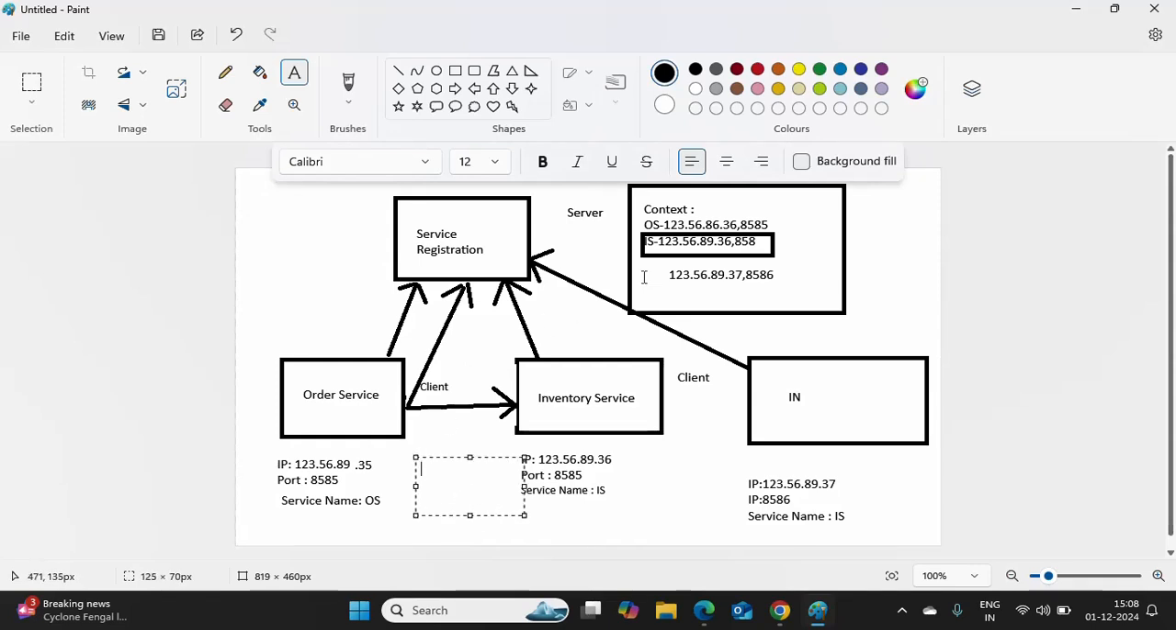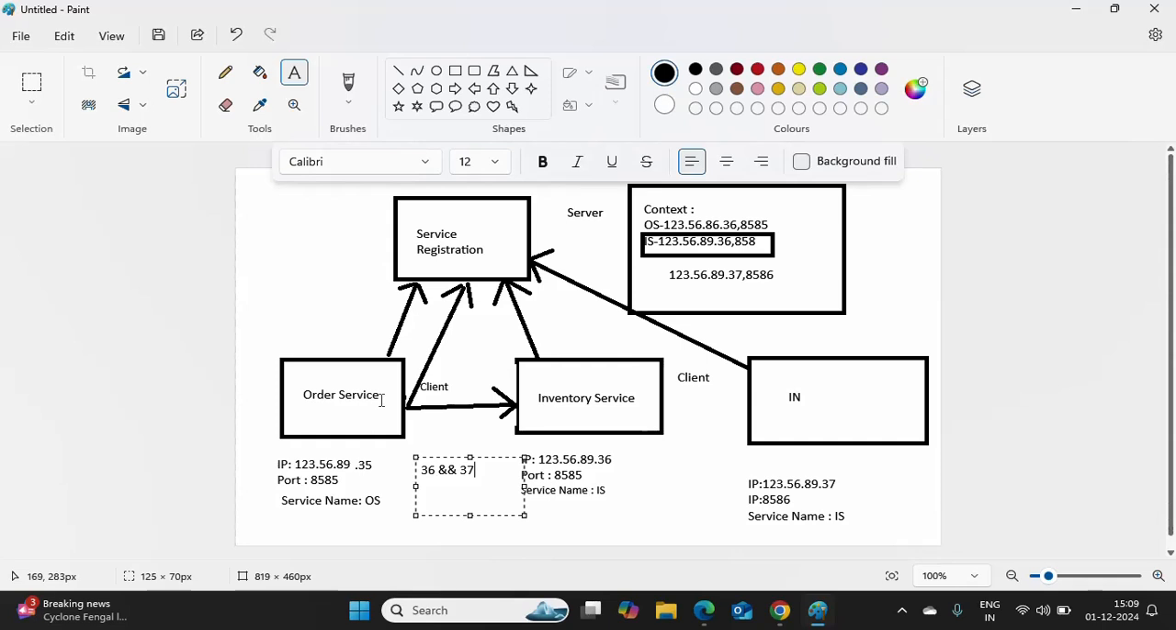What are the two server informations? It got the 36 server information and the 37 also. Now the order service will take the decision which instance, not service, which instance it needs to call. By default it will follow the round robin algorithm. If you want you can change it, but the client itself will take the responsibility of distributing the load also. Okay, so now you understand what the client-side service discovery pattern is.